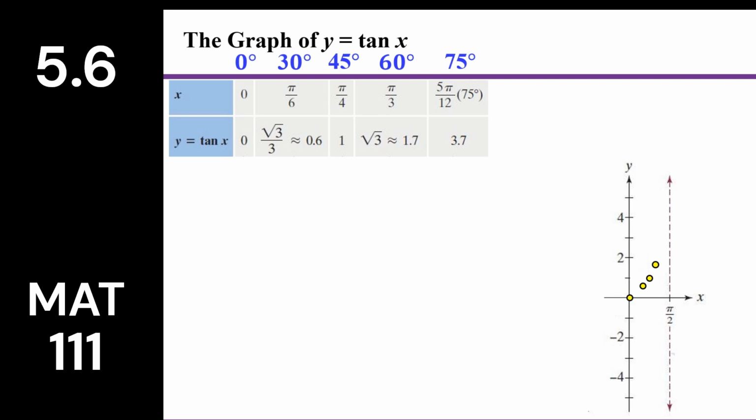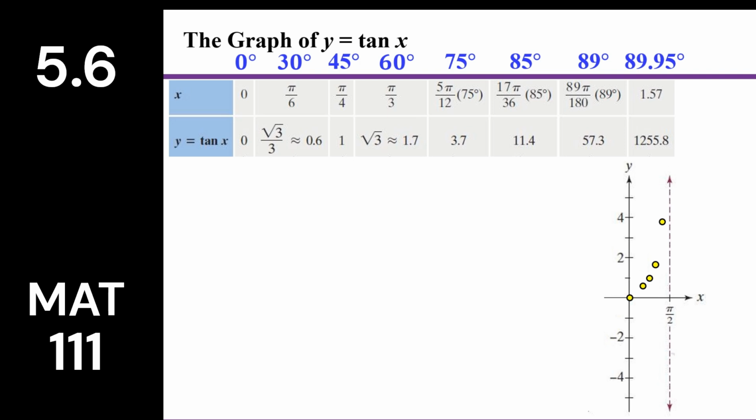Continuing on, we'll get closer and closer to 90. As we go to 75, the tangent of 75 degrees is 3.7. That's about here. The tangent of 85 degrees is 11.4. On the scale of this graph, it'd be about here. Getting even closer to 90, the tangent of 89 degrees is at a height of 57.3, and that's way off the top of the screen. Moving on to 89.95 degrees, the tangent of that is way off the top of the screen, which brings us to the tangent of 90 degrees.